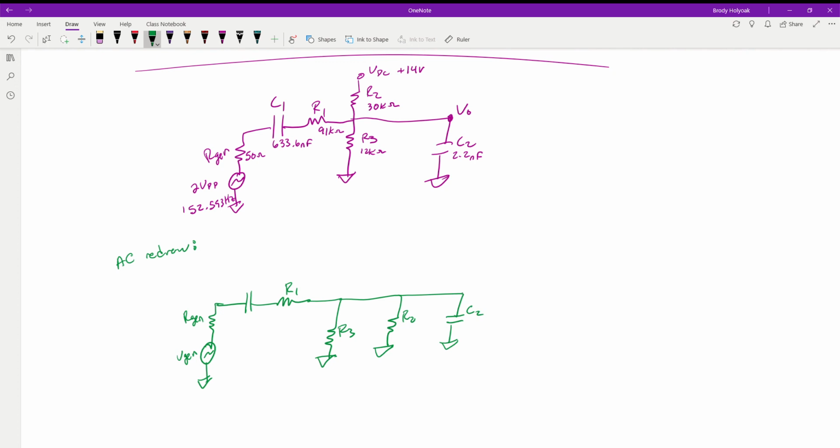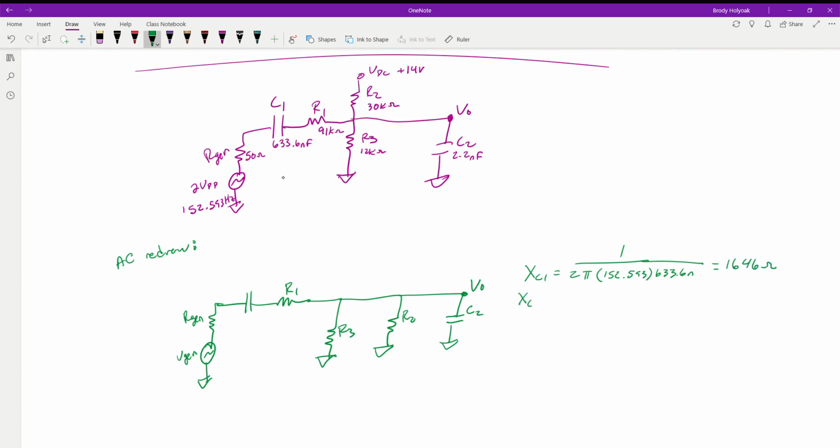So, with our output being right across there. Now the next thing we need to do is solve for our reactances. Our X of C1 is equal to 1 over 2 pi times our frequency, which is 152.593, and the capacitance, which is 633.6 nano. The X of C1 comes out to be 1646 ohms.